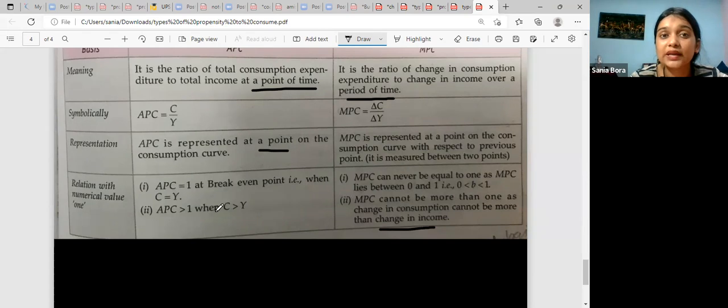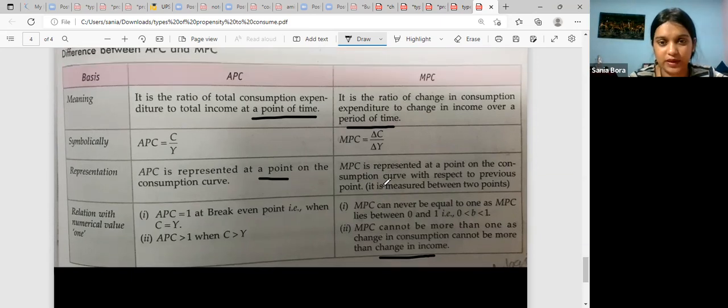So here you are writing that APC can be equal to 1 and APC can be more than 1. But here you are writing that MPC cannot be 1, and MPC cannot be more than 1. Clear? Yes, ma'am. Okay, so you will write the difference.